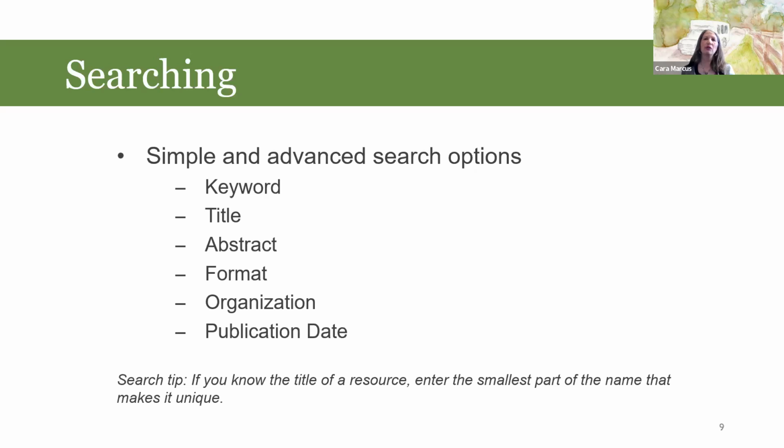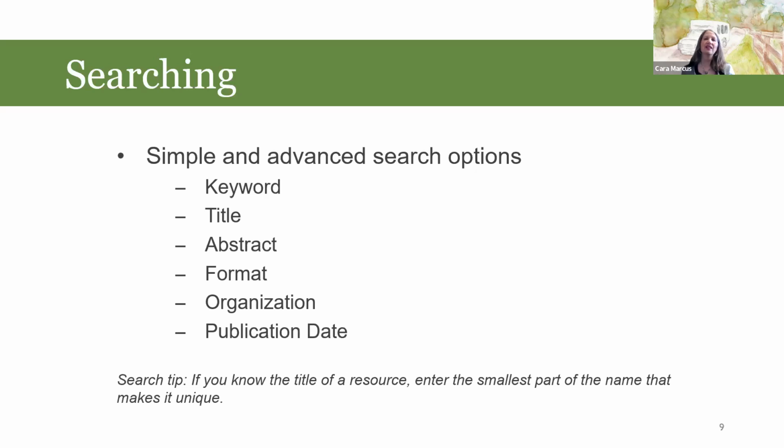If you just want to see what we have in Resource Share, or what FTA has in Resource Share, that's the way to go. And you can search or filter by publication date. If you just want stuff within the past year or the past couple of years, it will limit it that way. So if you know the title of a resource, enter the smallest part of the name that makes it unique.